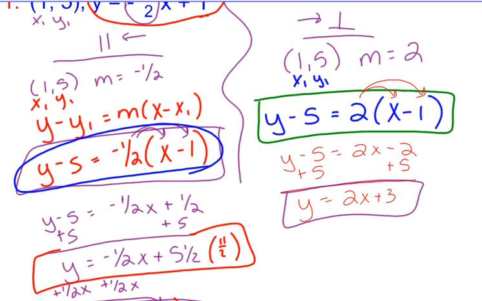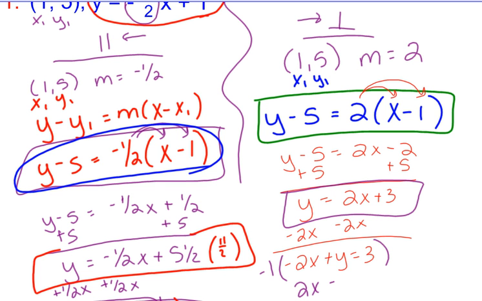To go to standard form, I would subtract 2x from both sides. So negative 2x plus y equals 3. Hopefully you recognize that I am breaking the rule that says I cannot have a negative leading coefficient. So I will multiply this equation by negative 1, and I would have 2x minus y equals negative 3. And that's my answer in standard form. So all that work for one problem.